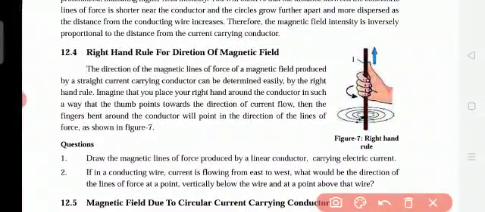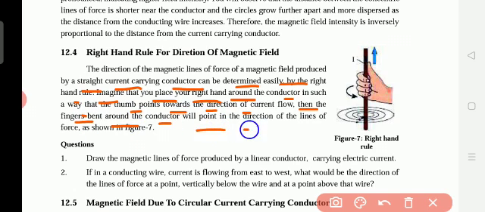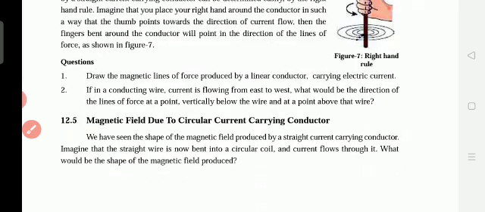Here, the right hand rule for a straight current carrying conductor can be determined easily by the right hand rule. Imagine that you place your right hand around the conductor in such a way that the thumb points towards the direction of the current flow. Then the fingers bent around the conductor will point in the direction of the lines of force. So when the conductor is in straight form, the magnetic field will be in circular form.